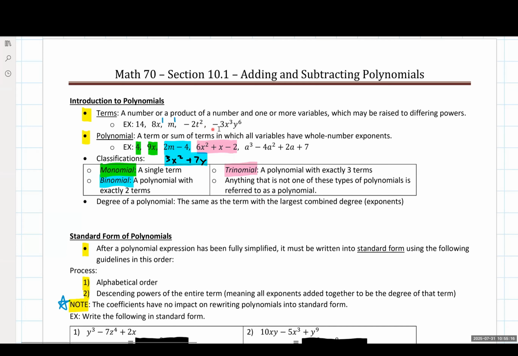Now, if I'm looking at this last one that I have here, well, I have x to the third, and I have y to the sixth power. So what would the degree of this entire term be? Well, I have a degree of 3, and I have a degree of 6. I'm combining the degrees together. So this thing would have a degree of 9. The 3 and the 6 are going to add together, and the combined exponents are going to give me a degree of 9.